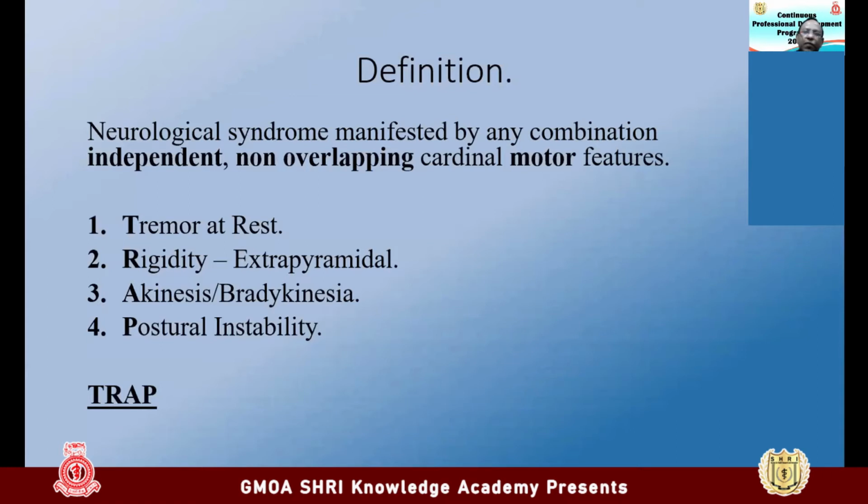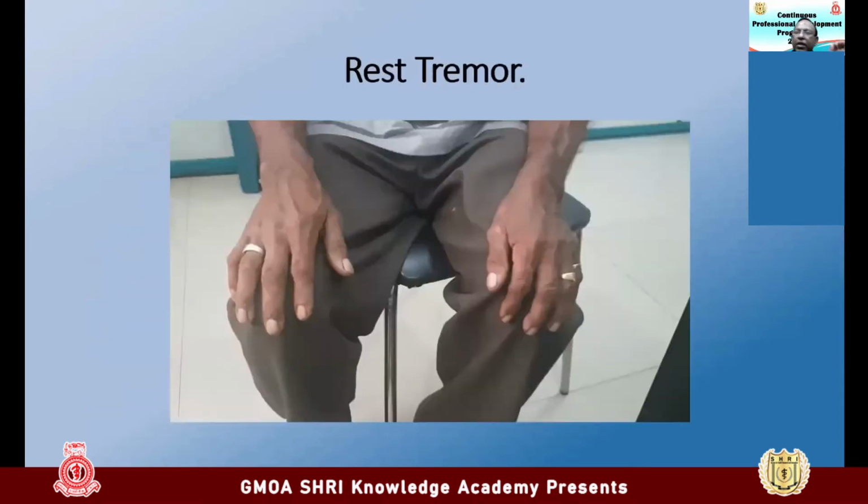So these are the four clinical features Parkinsonism consists of. What are they? Tremor at rest, rigidity, akinesia or bradykinesia, and postural instability. So it's a nice mnemonic you can remember: TRAP. T stands for tremor, R for rigidity, A for akinesia, and P for postural instability. So I'm going to show all the clinical signs now.